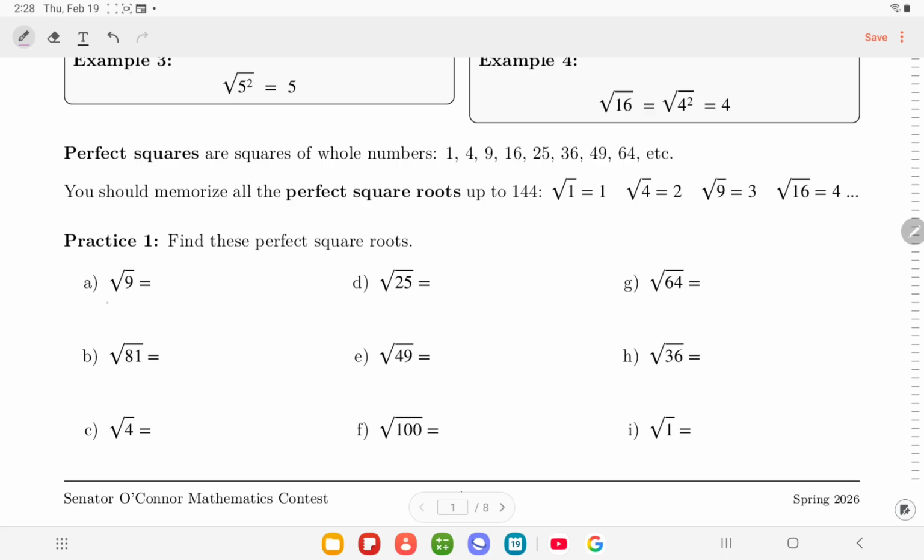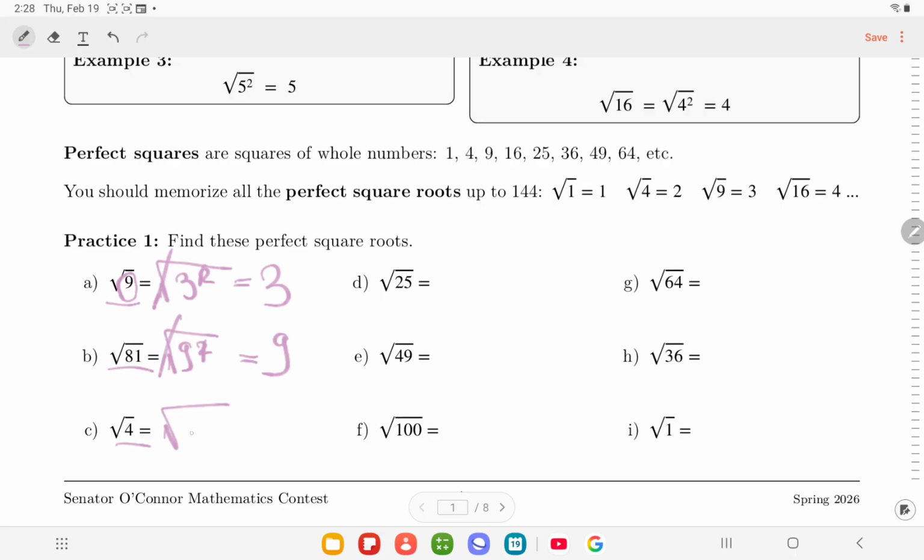So this is the one that we did earlier, the root of 9. So we're trying to find the number squared that gives us 9. And we know that 3 times 3 will give us 9. And then we cancel out the root and the 2, and we get 3. Same thing for 81. 81 is equal to 9 squared, 9 times 9. And the root and the exponent cancel out, so we end up with 9.